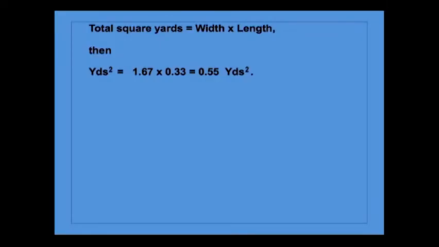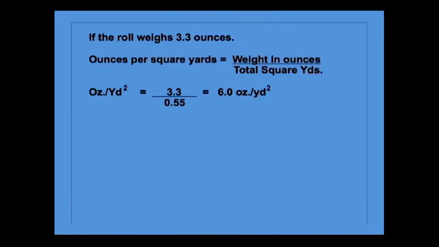For example, if the piece of fabric is 60 inches wide and is 12 inches long, the width and length dimensions are converted to yards, which would be 1.67 yards by 0.33 yards. Therefore, the square area is 1.67 yards multiplied by 0.33 yards to yield 0.55 square yards. If the specimen weighs 3.3 ounces, then the ounces per square yard would be 3.3 ounces divided by 0.55 square yards to give a calculated yield of 6.0 ounces per square yard.